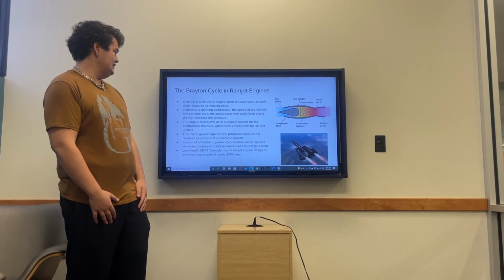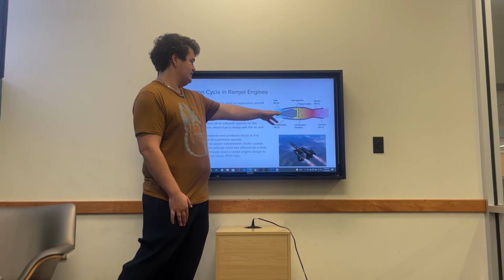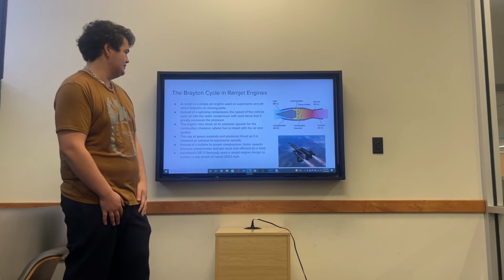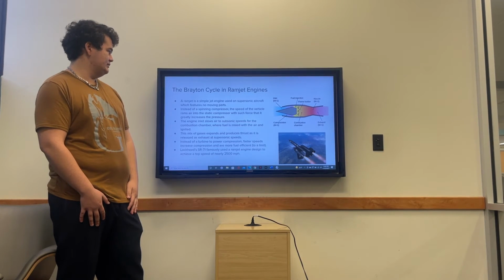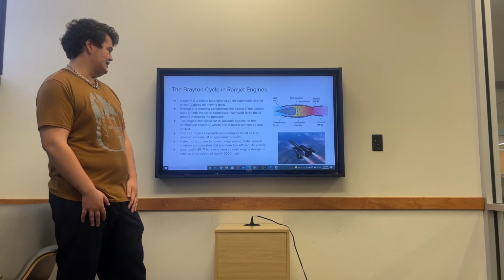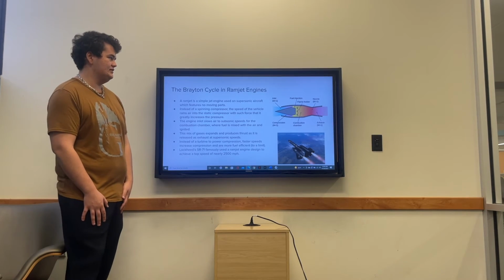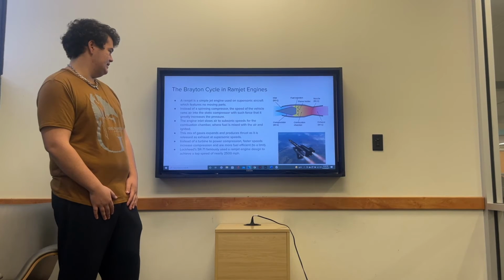The engine inlet needs to slow this air to subsonic speeds for the combustion chamber. In the combustion chamber, fuel is mixed with the air and ignited by spark plugs again. This mix of gases is going to expand and produce thrust as it's ejected out of the back of the aircraft at supersonic speeds.